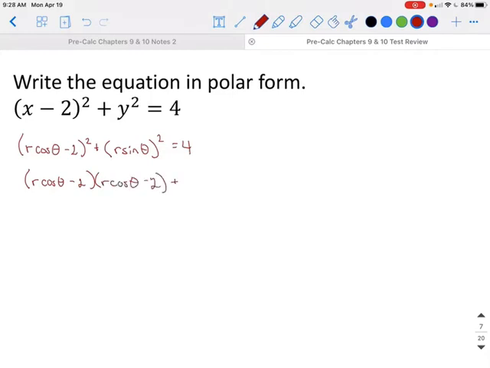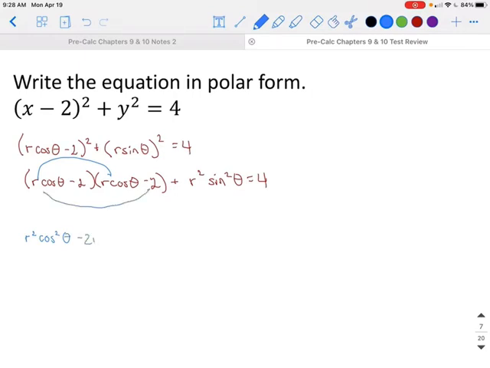For the second one, we just have two terms that are multiplied by each other, so we're not going to have to FOIL. We can just distribute that squared. So this is just r squared sine squared of theta. Over here, if we FOIL, so first would be r squared cosine squared of theta.